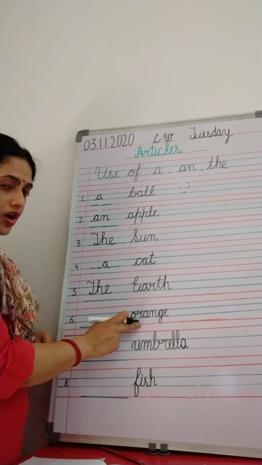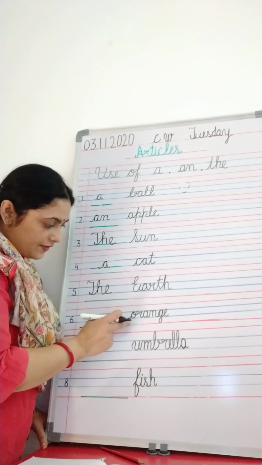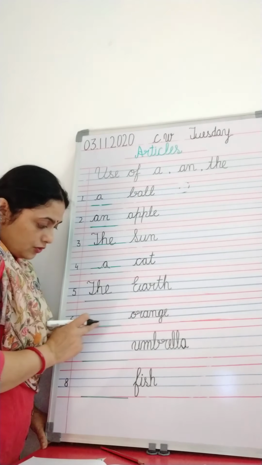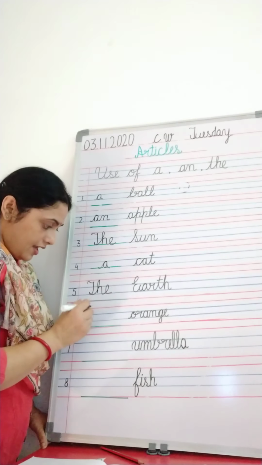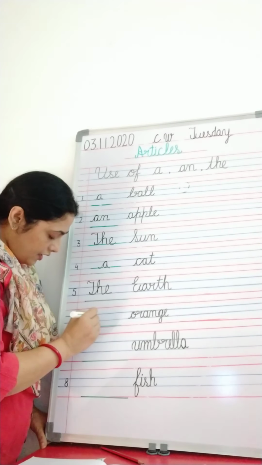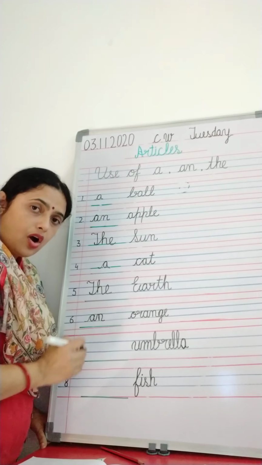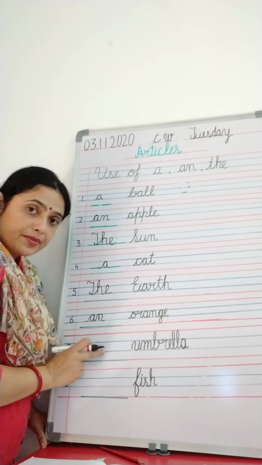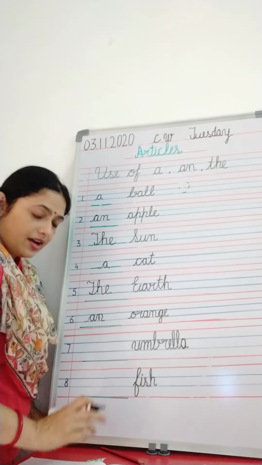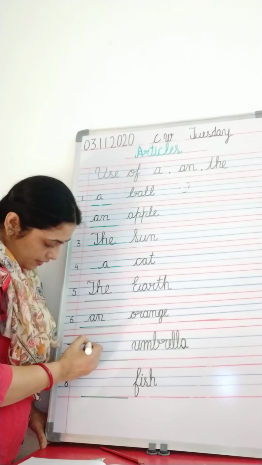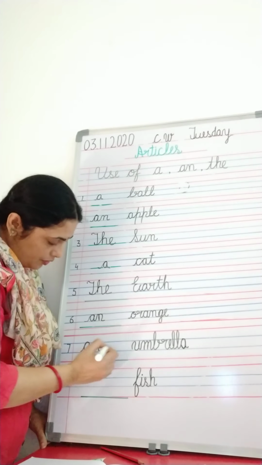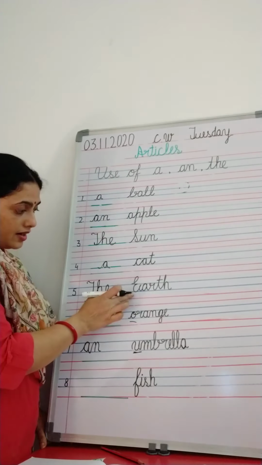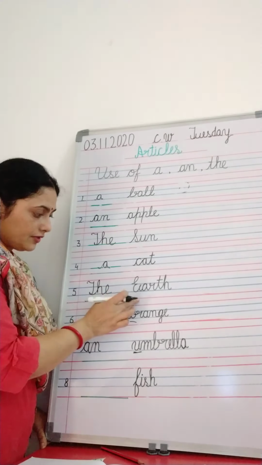Orange. Now this word is giving us a vowel sound. So we will use what? A or an? An. An orange. Umbrella. So now what will you say? A umbrella or an umbrella? An umbrella, because the spelling is starting with a vowel here. Orange, umbrella, and for earth, we'll use the.